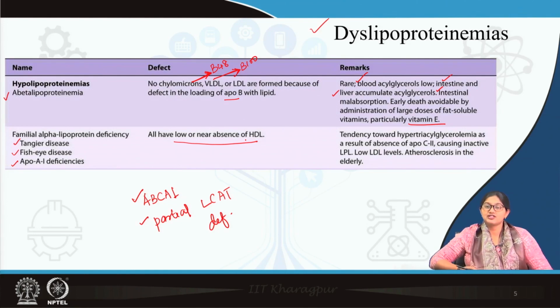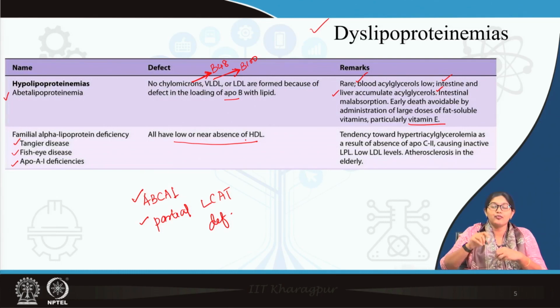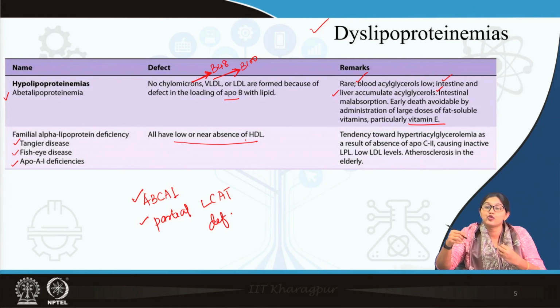Now, if there is absence of HDL, remember HDL was acting as the store of different apoproteins. One very important apoprotein is ApoC2. If you remember, the nascent chylomicron and the nascent VLDL are matured with transfer of ApoC2, and that transfer occurs from HDL to the nascent chylomicron or nascent VLDL. That ApoC2 was important for activation of lipoprotein lipase. Lipoprotein lipase is the important enzyme which degrades triacylglycerol and provides free fatty acids to the peripheral tissues. So, that will not happen.